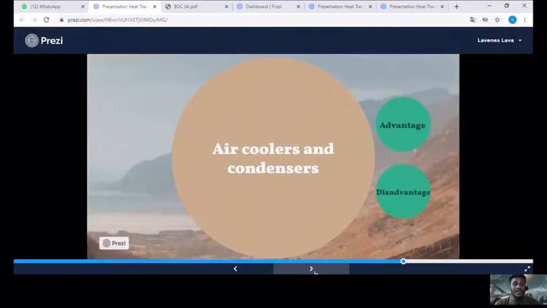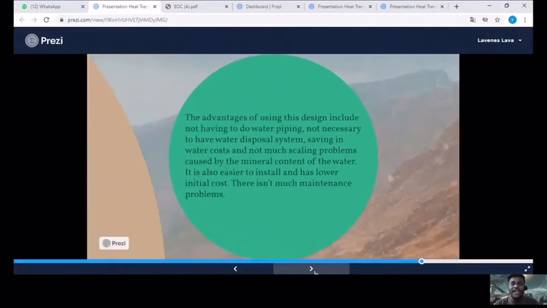Let us see about the advantage of air coolers and condensers. The advantages of using this design include not having to do water piping, not necessary to have a water disposal system, saving in water costs, and not much scaling problems caused by the mineral content of water. It is also easier to install and has lower initial cost. There aren't many maintenance problems.